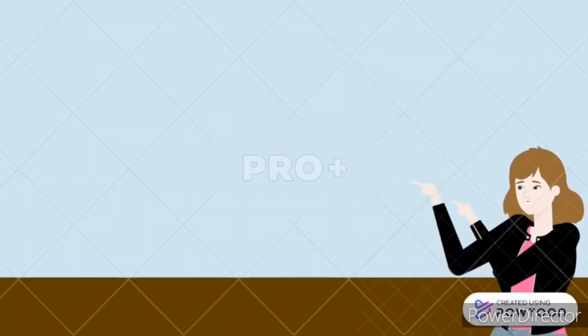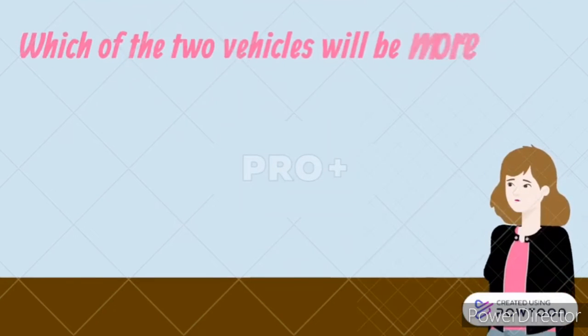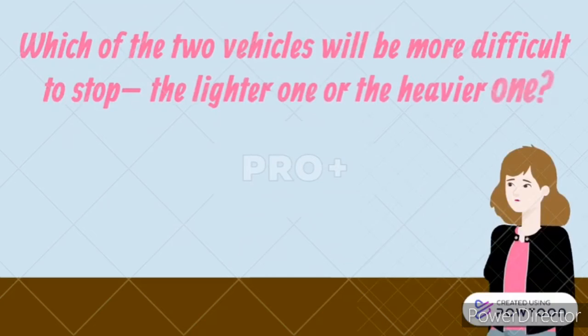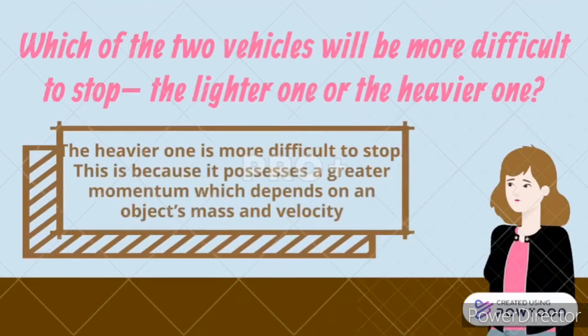Next, which of the two vehicles will be more difficult to stop? The lighter one or the heavier one? The heavier one is more difficult to stop. This is because it possesses a greater momentum, which depends on an object's mass and velocity.